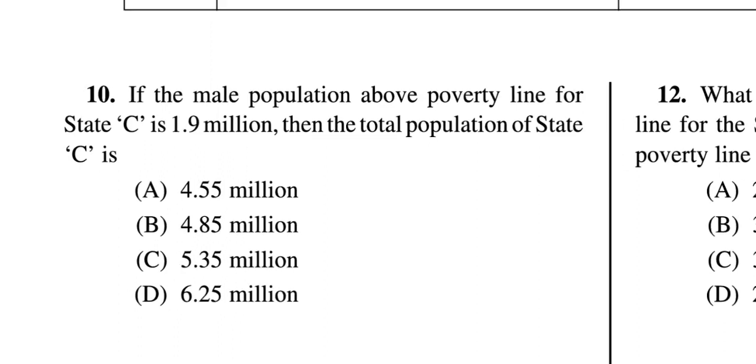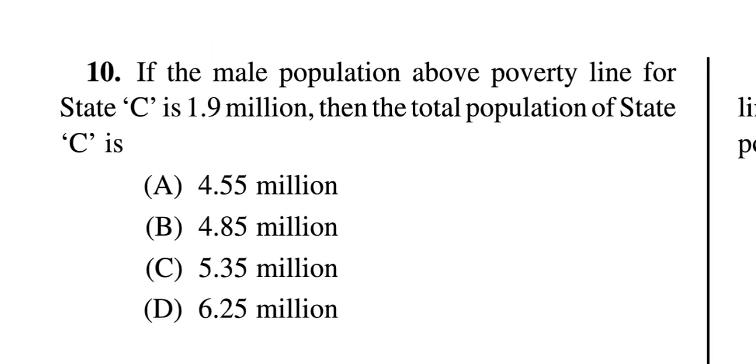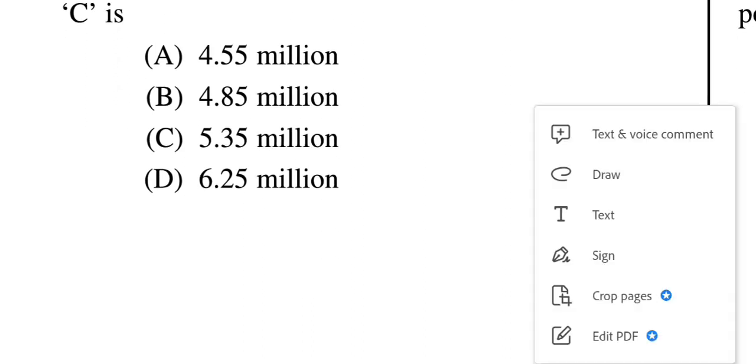It says, if the male population above poverty line for state C is 1.9 million, then the total population of state C is what? 4.55 million, 4.85 million, 5.35 million, 6.25 million. So correct answer will be 6.25 million. How? Solve it.